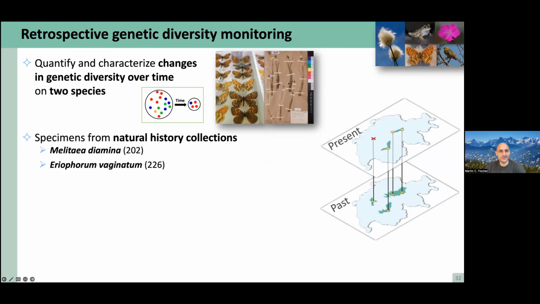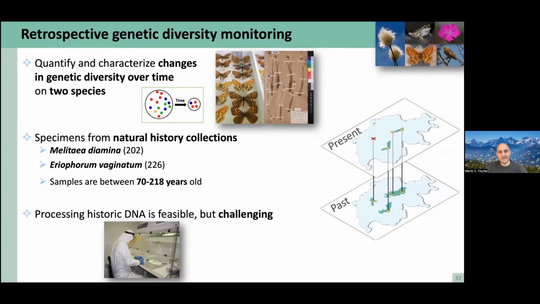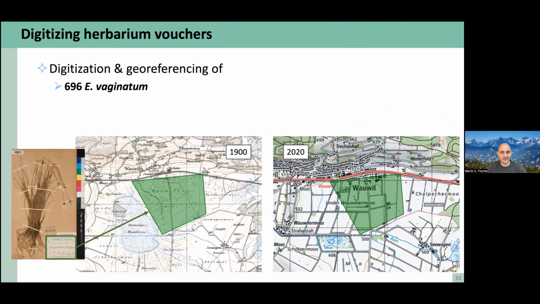And we got 202 Melitaea, so butterfly samples from collections, and 226 samples from Eriophorum vaginatum, so the cottongrass, which we are currently sequencing. And these samples are somewhere between 70 to 218 years in age, and are therefore also difficult to handle. So all these samples need to be processed in clean labs, which is highly challenging and much more work than I expected. To dig into this a bit in more detail, we went to all the herbaria in Switzerland.